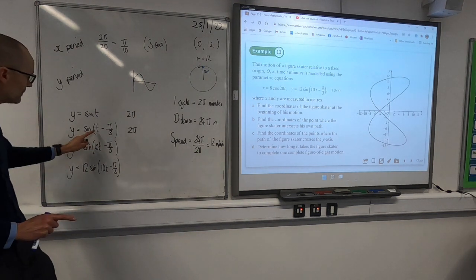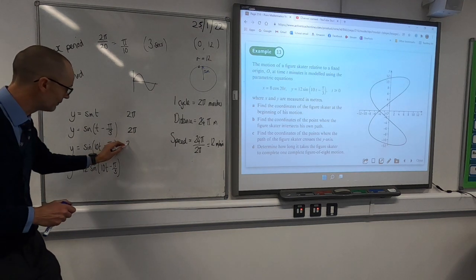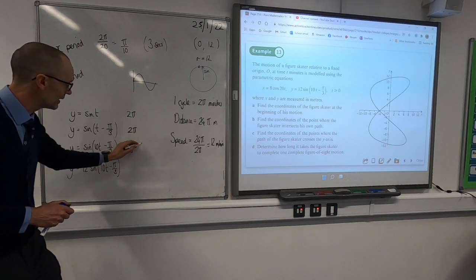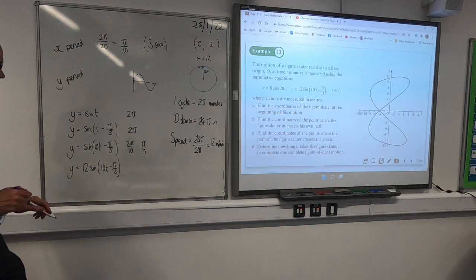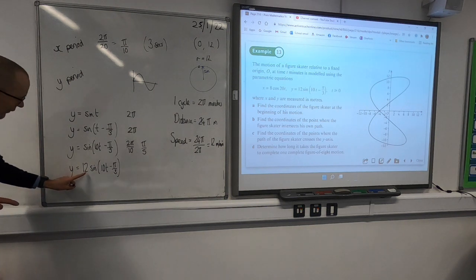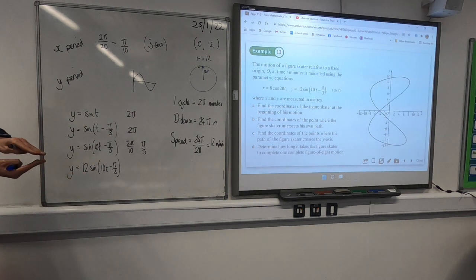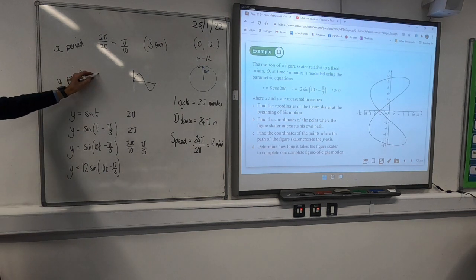What about when you go from t to 10t? Will that divide by 10? It will divide by 10, right. So that gives us pi over 5. And we'll come back to that in a minute. And then if I multiply the whole function by 12, it just stretches it in this direction. Is that going to change the period? No, it will not change the period. So the period of the y values is pi over 5.